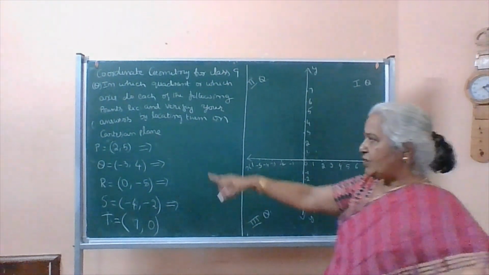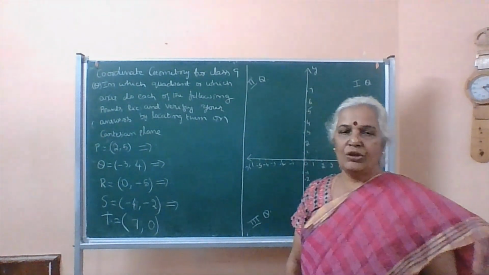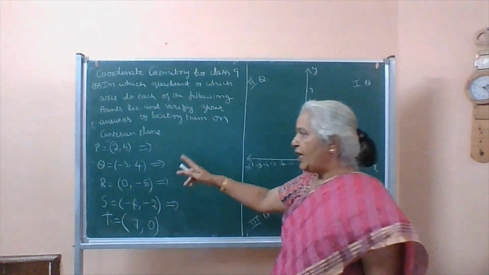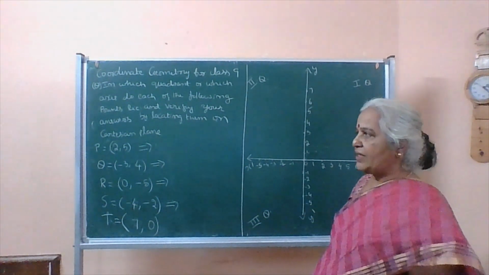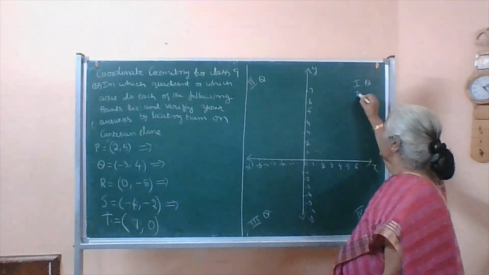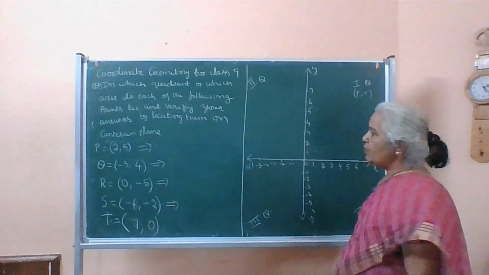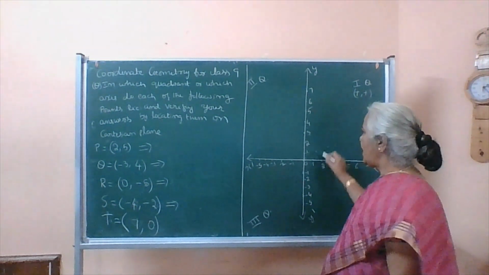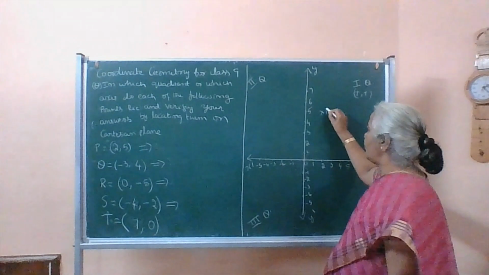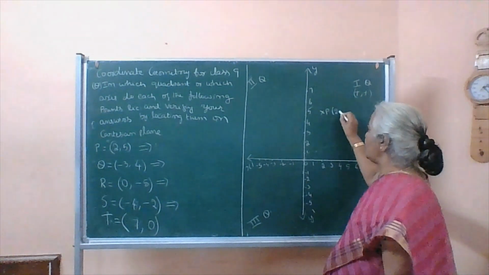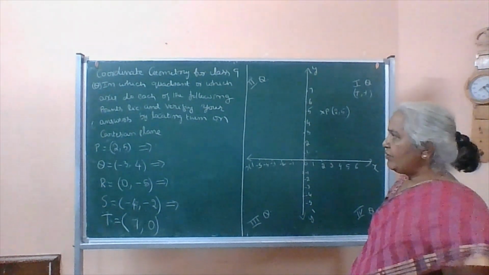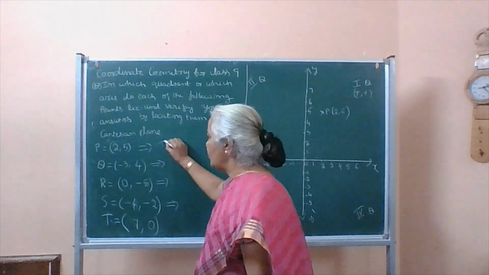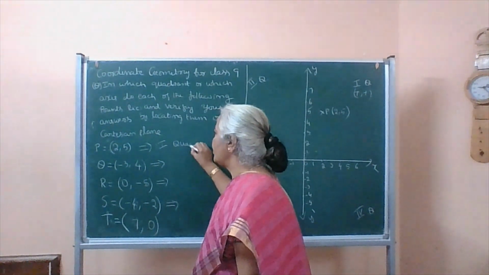Now the first point is P (2, 5). That means x is plus and y is plus. Both are with plus sign. Therefore, it comes in the first quadrant. X is 2 and y is 5. Therefore, P (2, 5) lies in the first quadrant.